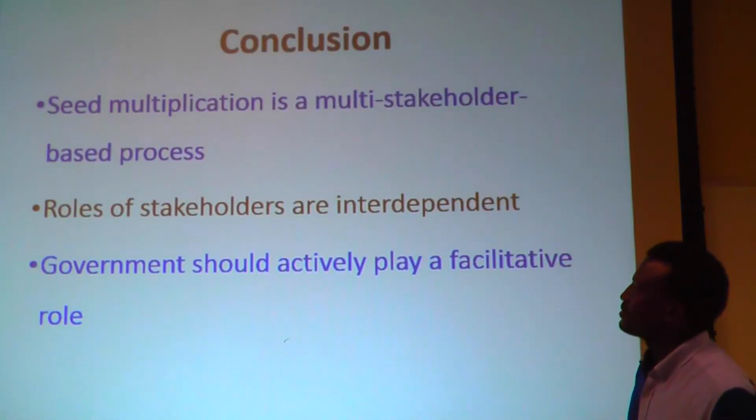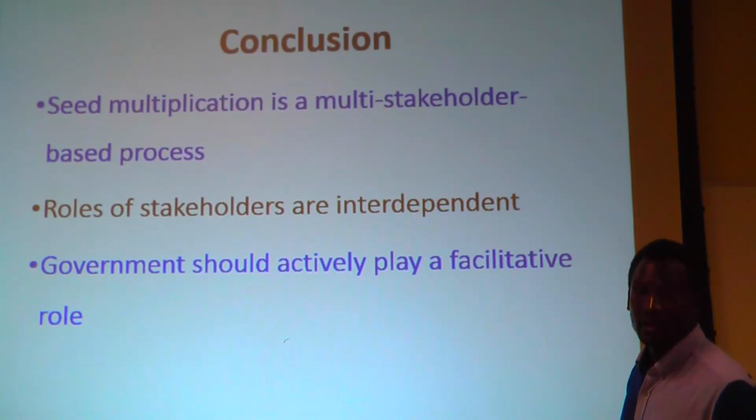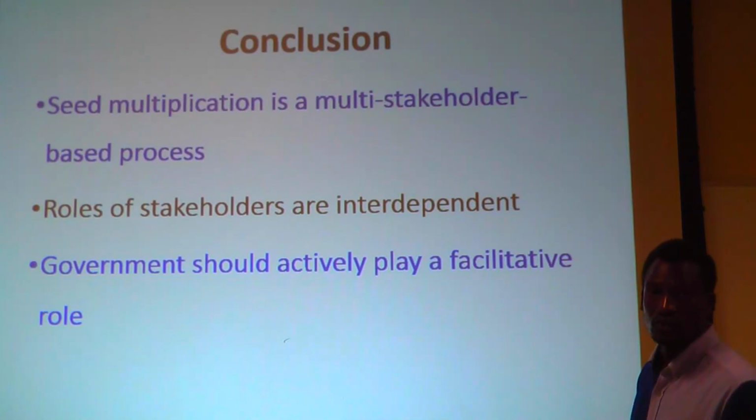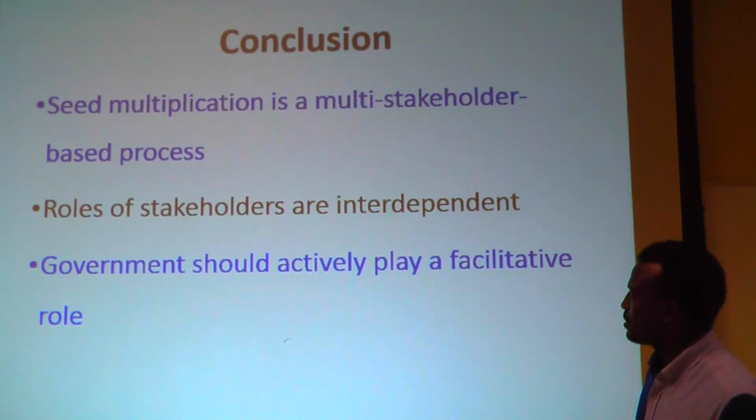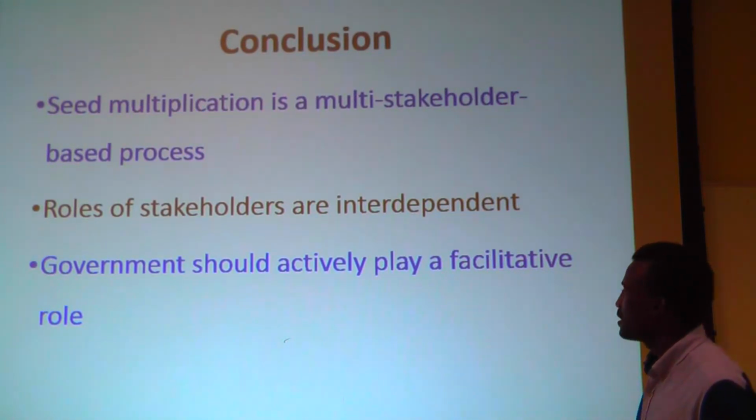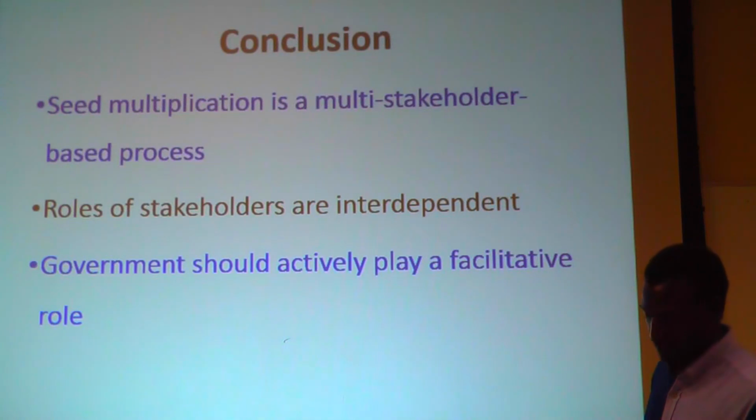In conclusion, seed multiplication is a multi-stakeholder based process, so it involves so many role players, and the stakeholders are interdependent. They depend on one another. If you remove one, then the others will be affected. The next one might not be able to perform his or her function, and the government should actively play a facilitative role in the seed industry.